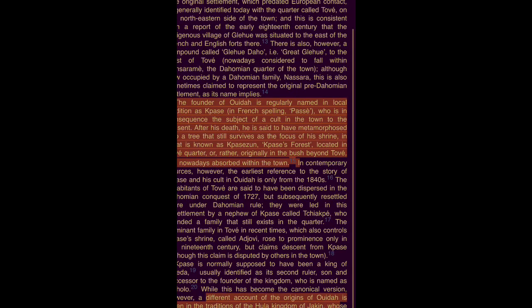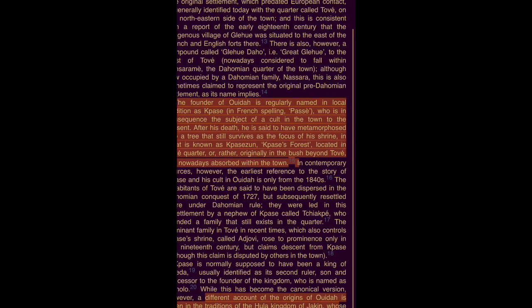Alright, here it says the founder of Whydah is regularly named in local tradition as Capsi, in French spelling Passy, who is in consequence the subject of a cult in the town to the present. We're going to talk about that very shortly. After his death, he is said to have metamorphosed into a tree that still survives as the focus of his shrine in what is known as Cap Asum, Capsi Forest, located in Tovi Quarter, or rather originally in the bush beyond Tove, but nowadays absorbed within the town.